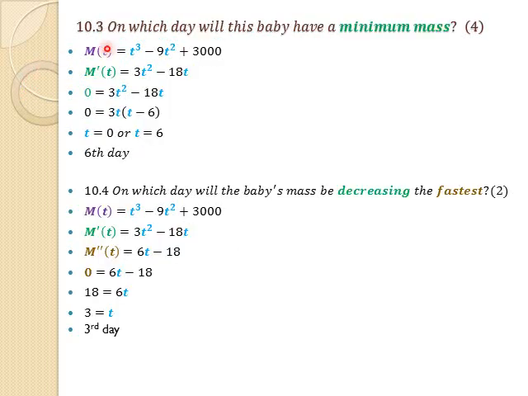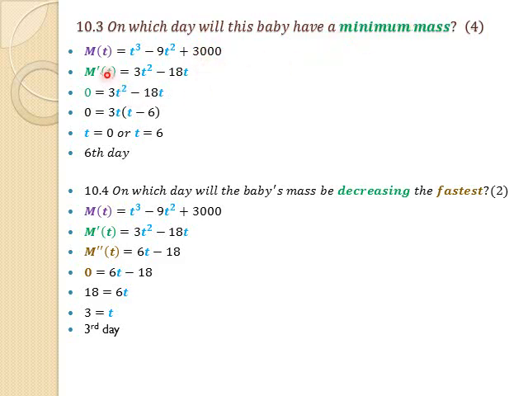Right, 10.3. On which day will this baby have a minimum mass? So once you see the word maximum or minimum, I have to find the first derivative and make it equal to 0. So m(t) equals t cubed minus 9t squared plus 3000. My first derivative: 3 times 1 gives me 3, 3 minus 1, 2. 2 times negative 9 gives me negative 18, 2 minus 1 gives me 1. The derivative of a constant is 0, so that falls away.